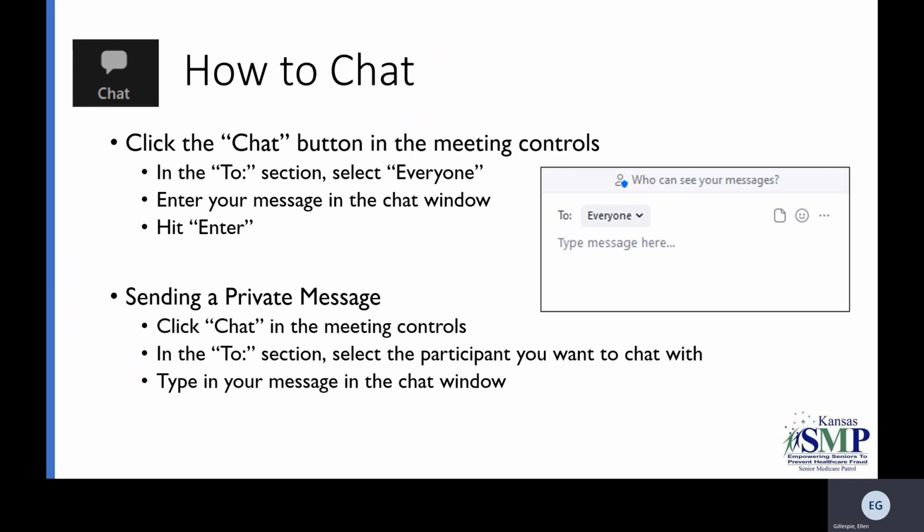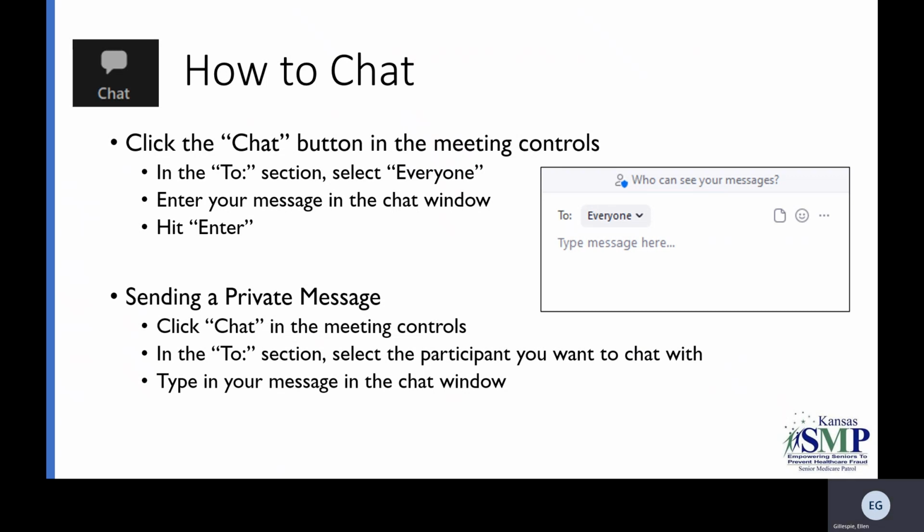If you'd like to use the chat button during a meeting, scroll over to the chat button, the image in the left-hand corner, in the meeting's control. A window should appear on your screen like the image on the right. In the To section, select Everyone. There you can type in your message, and once you're done, hit Enter.